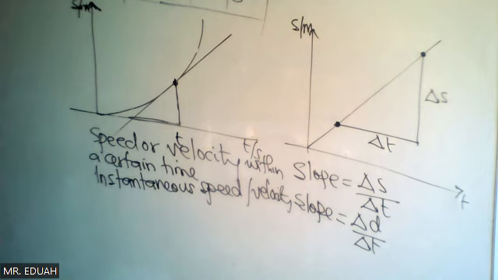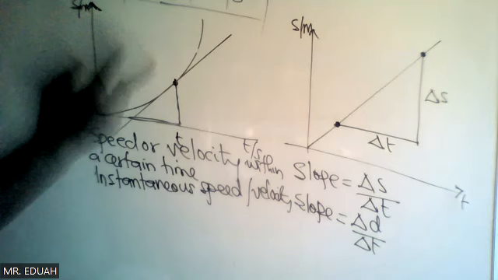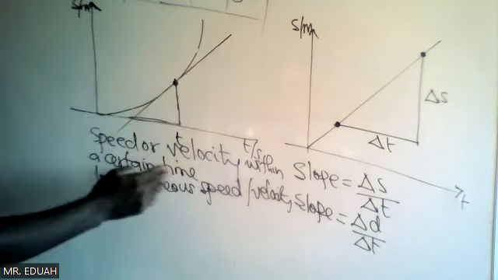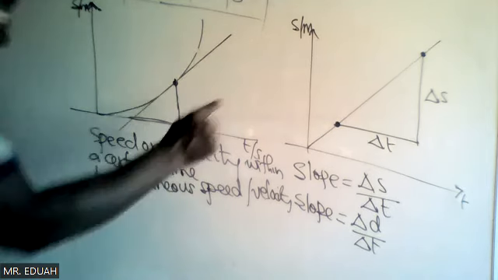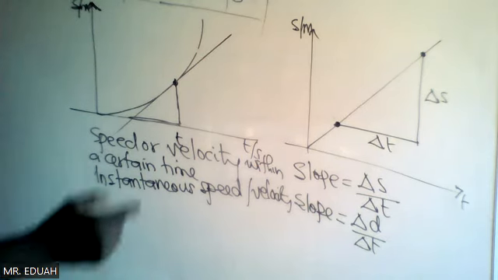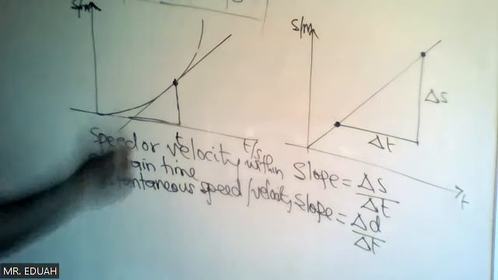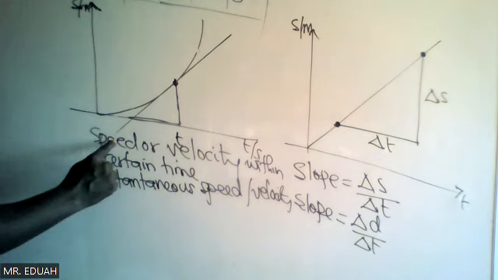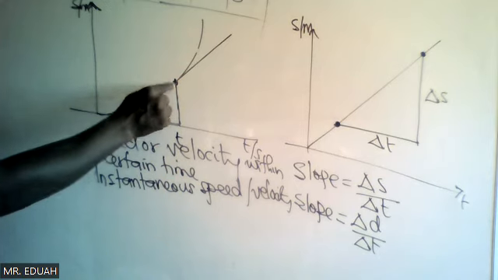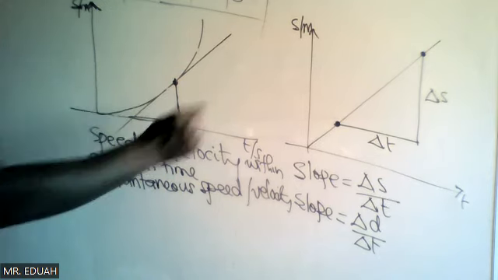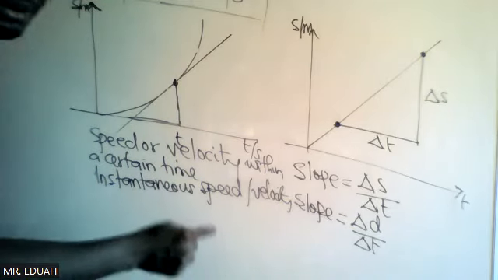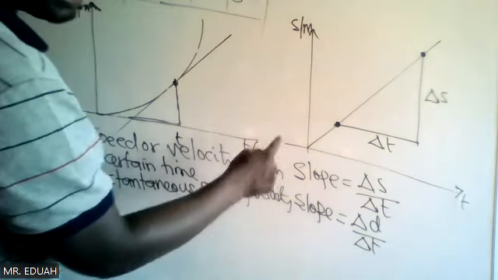Yes, sir. So I'm using speed and velocity at the same time because the graph can either be a distance time graph or displacement time graph. If it's a distance time graph, then we can talk about instantaneous speed, meaning speed within a given time or instant. If it's a displacement time graph, then we can talk about instantaneous velocity, meaning the velocity at a given time t.